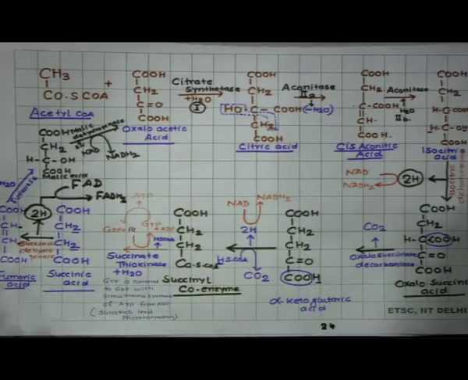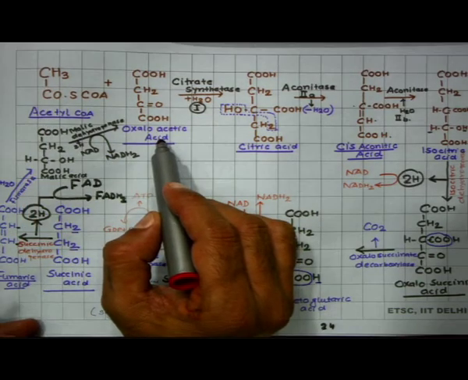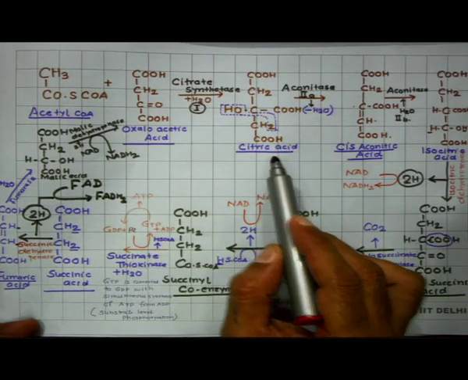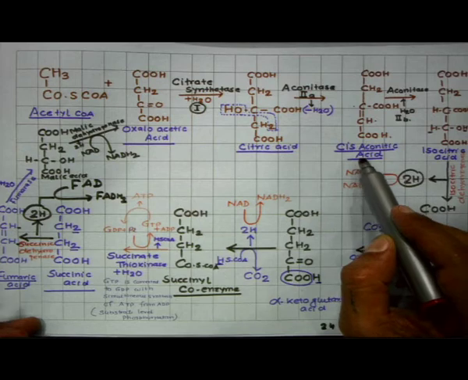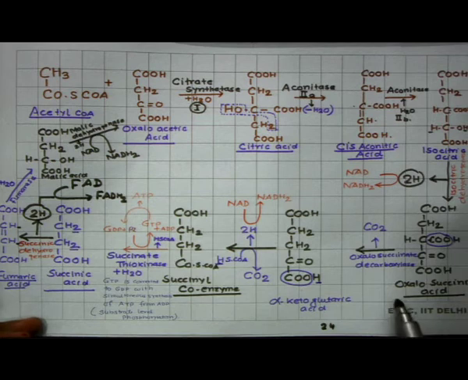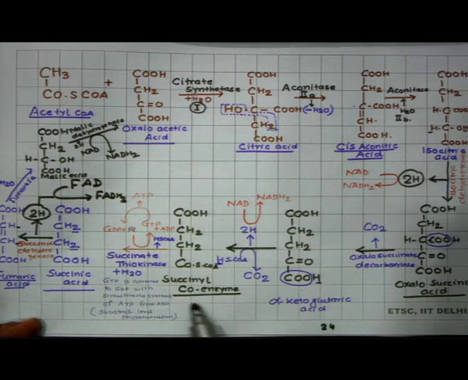Now, we can overlook this reaction. The acetyl coenzyme combines with the oxaloacetic acid in presence of citrate synthetase, and citric acid is formed. Citric acid is converted into cis-aconitic acid. This aconitic acid is converted into isocitric acid. This isocitric acid is converted into oxalosuccinic acid. Oxalosuccinic acid forms alpha ketoglutaric acid. Alpha ketoglutaric acid, after the removal of hydrogen and carbon dioxide, forms succinyl coenzyme.